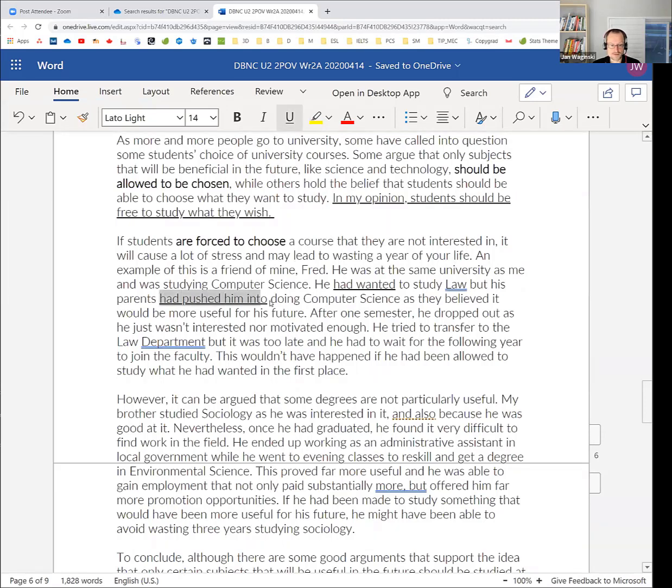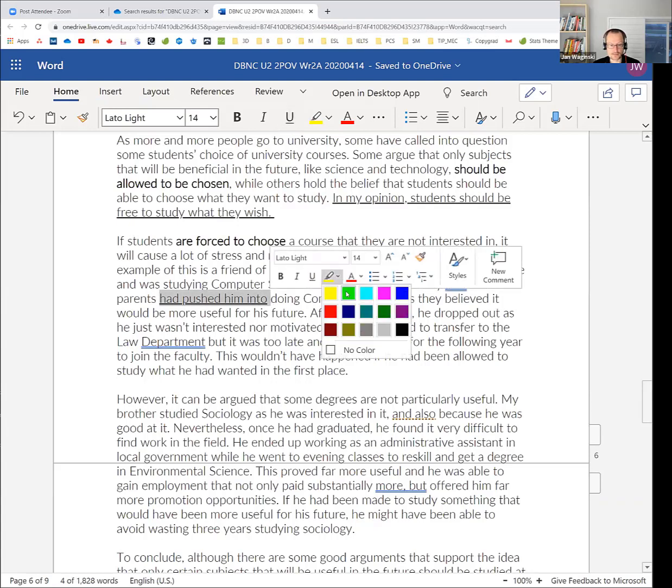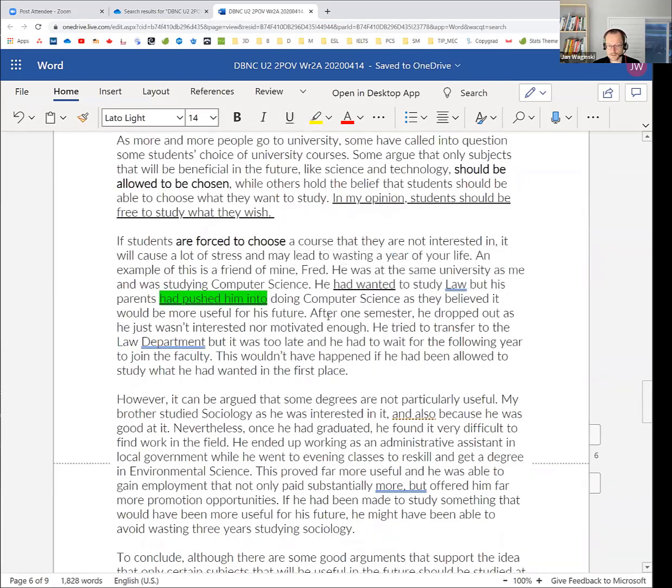This is good vocabulary too. Had pushed him into. I'm going to highlight that in green. He tried to transfer to the law department, but it was too late, and he had to wait for the following year to join the faculty. So this connects to lead to wasting a year of your life. This wouldn't have happened if he had been allowed to study what he had wanted in the first place. Okay, so this is your connection to the prompt, the significant statement.